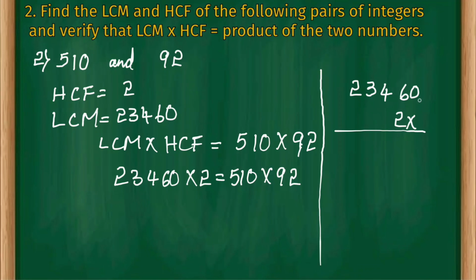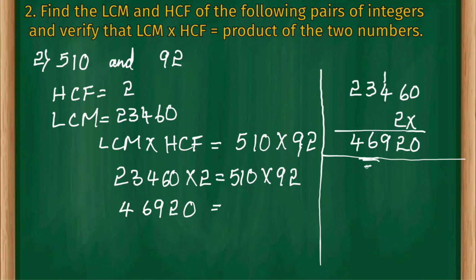That is 23,460 into 2. So 2 zeros are 0, 2 6s are 12. So 2 will be written, 1 will be carried. 4 twos are 8, 8 plus 1 is 9, 3 twos are 6, and 2 twos are 4. So the answer is 46,920. So we got 46,920 by multiplying LCM into HCF.